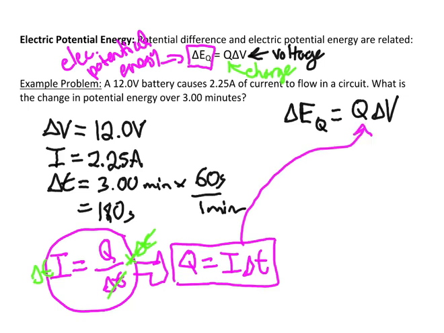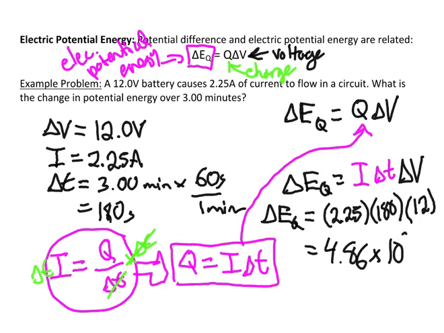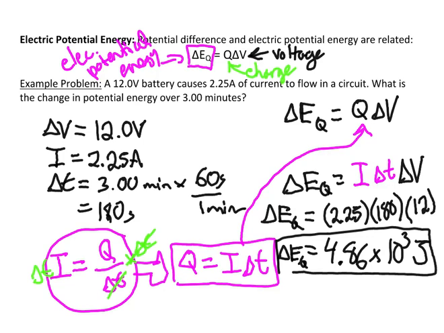So what I get is my change in electrical energy is charge, which is actually current times time, times my electrical potential difference. Plug all your numbers in. We have 2.25 amps here, 180 seconds, and 12 volts there. If you toss that all in, we get electrical potential energy of 4.86 times 10 to the 3 joules. And then we should watch out for our sig figs there. It looks like 3 sig figs everywhere. So we're good. And that is our change in electrical potential energy from that battery.